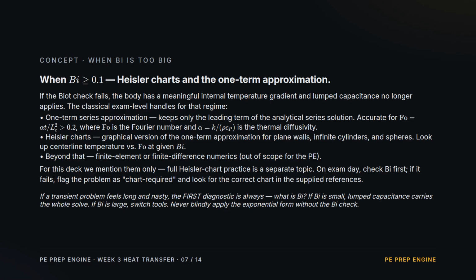When Bi is at or above 0.1, the body has a real internal gradient, and lumped capacitance no longer applies. The exam-level handles, the one-term series approximation, accurate when the Fourier number exceeds 0.2, and Heisler charts for plane walls, infinite cylinders, and spheres. Beyond those, finite element numerics, out of scope. On exam day, check Bi first. If it fails, flag the problem as chart required and find the right chart in the references.